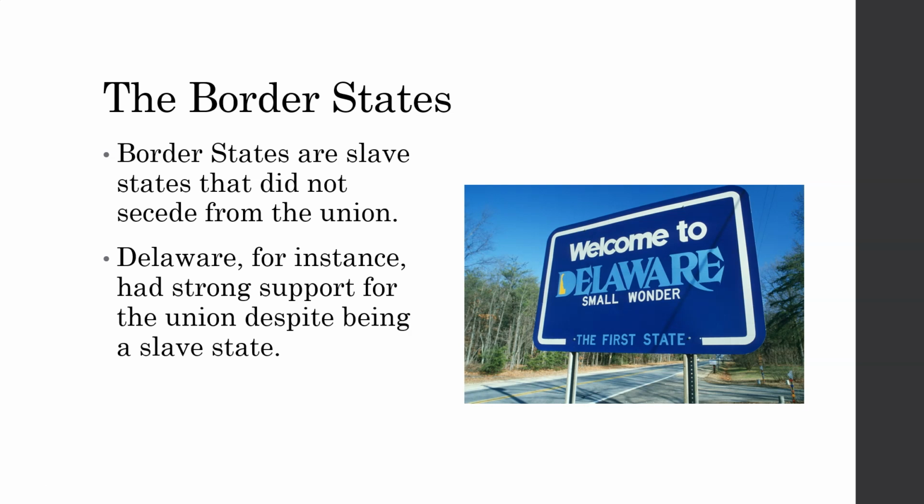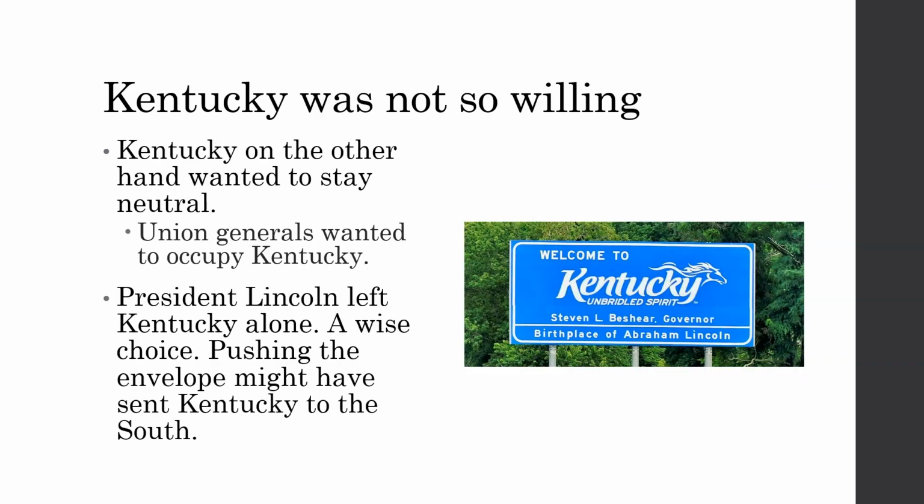Delaware, for instance, had strong support for the Union. I mean, they're the first state of the United States. Of course they want to stay with the Union. So even though they had slaves, they said, we'll stay. Kentucky, not so much. Kentucky wanted to stay neutral. Union generals wanted to occupy Kentucky to tell them that you must not be neutral, you must help us out. Fortunately for Lincoln, he knew the birthplace of his home state, and he knew that if you tried to push Kentucky either way, Kentucky would do the exact opposite. So he left Kentucky alone, and ultimately Kentucky stayed.